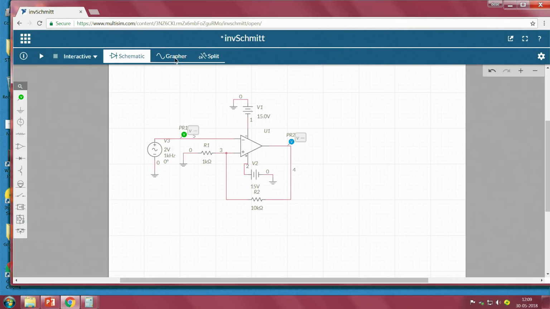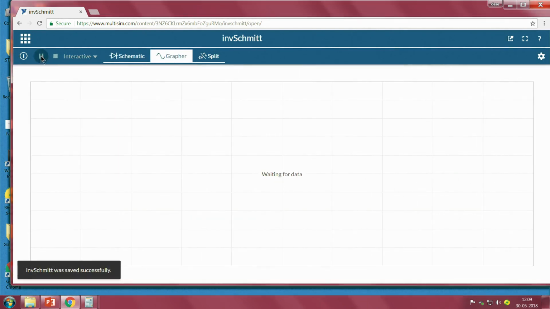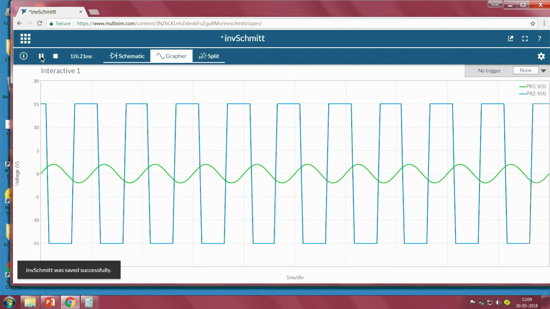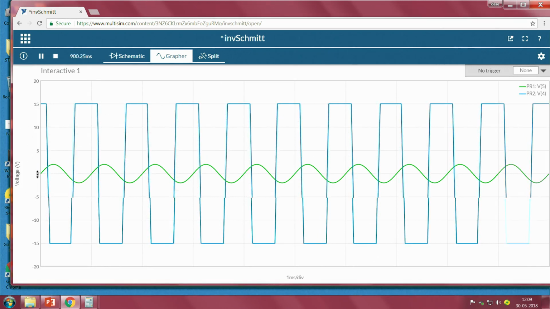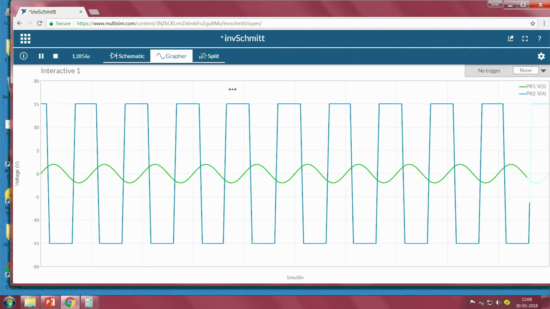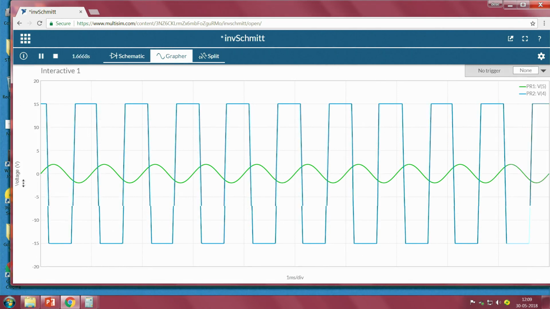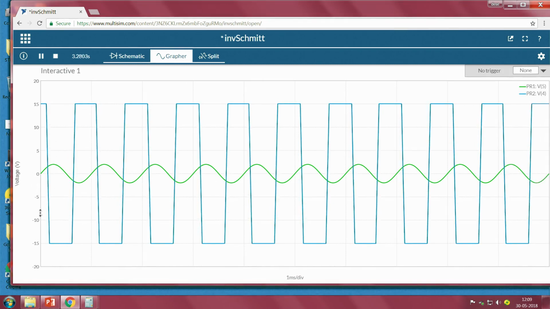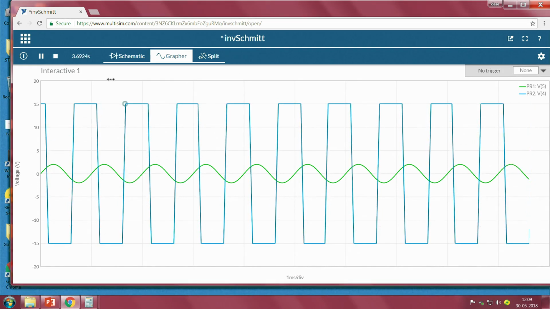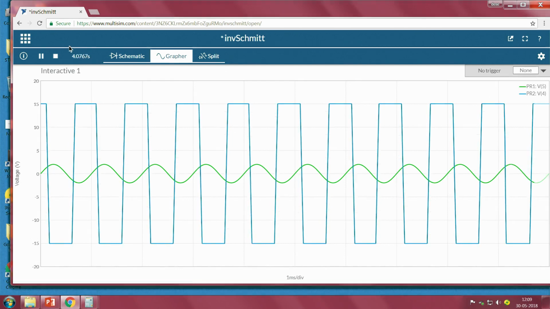So, I will go to the grapher, let me run the circuit. We got a signal, but if you observe the signal, we have two things in the same screen in our grapher. One is the green color, other one is the blue color. The green color indicates our input signal, whereas the blue color indicates our output signal, isn't it?